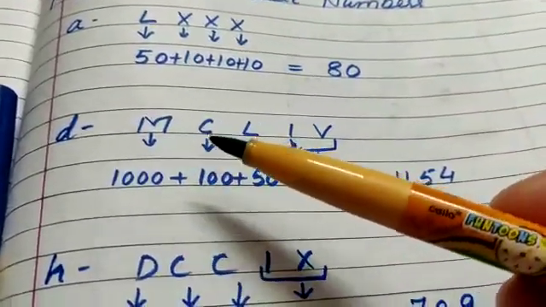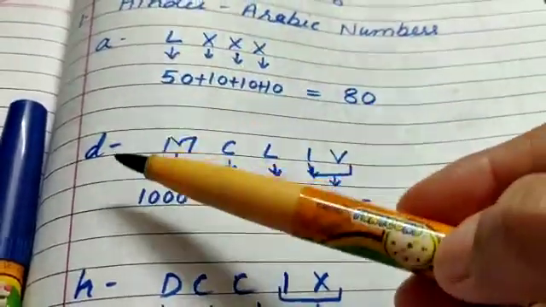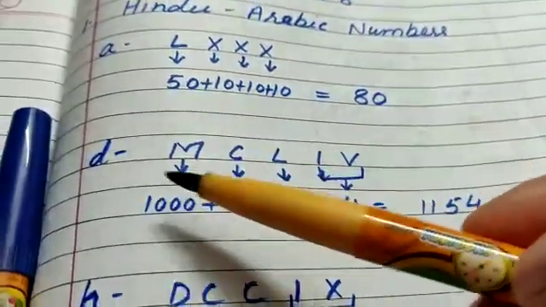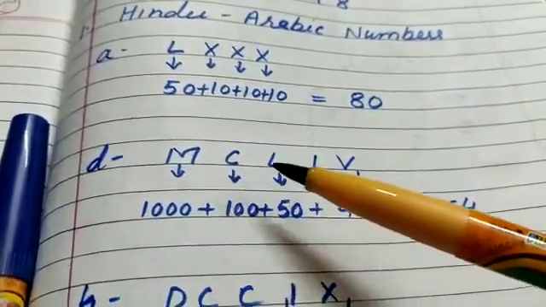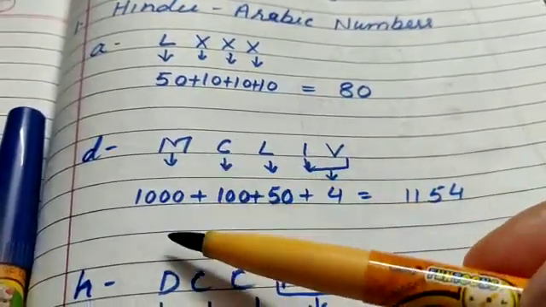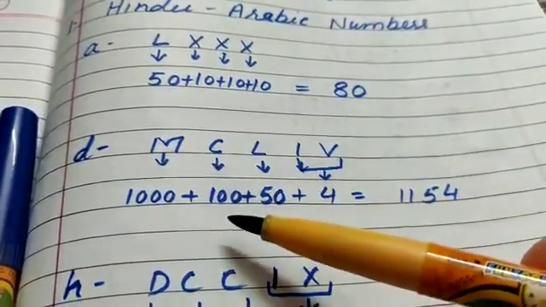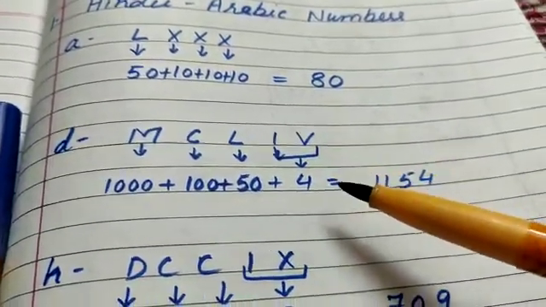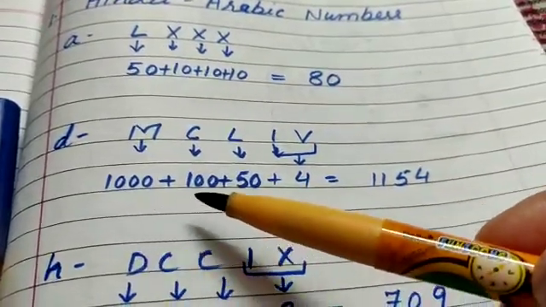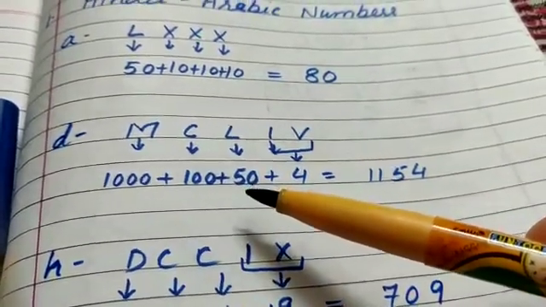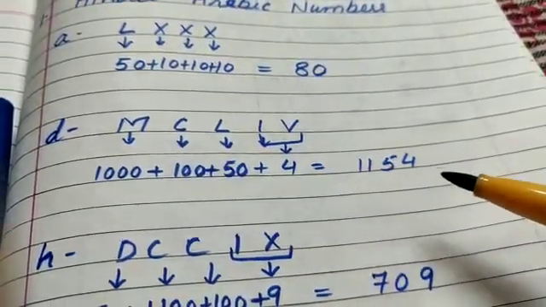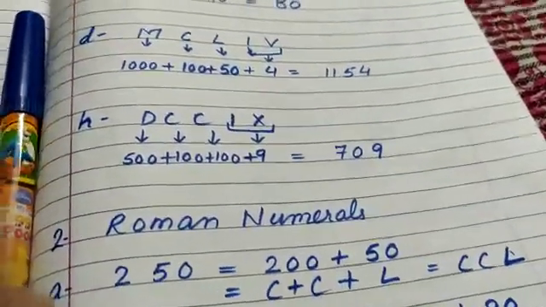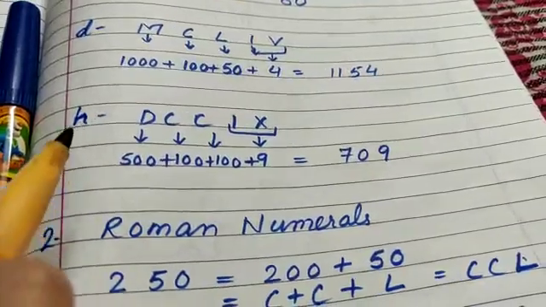Here it is MCLIV. This is question number 1. I am doing two sums for you, A and D. So D is MCLIV. M stands for 1000, C 100, L 50 and IV 4. So 1000 plus 100 is 1100, plus 50 is 1150, plus 4 is 1154. Clear?